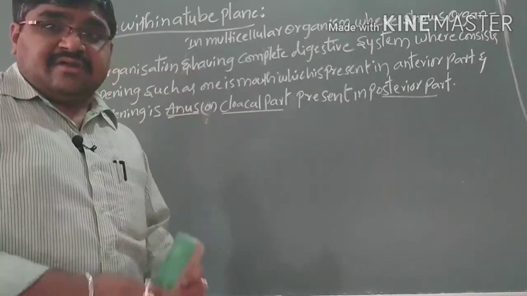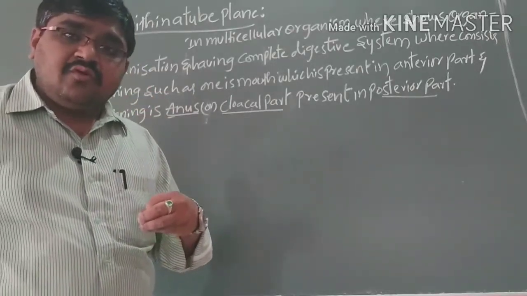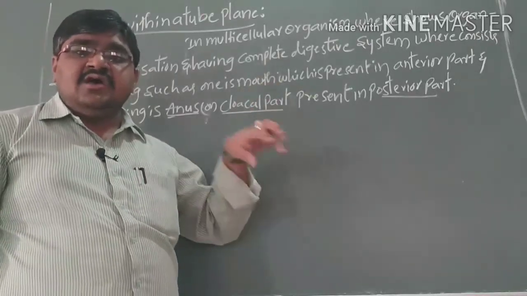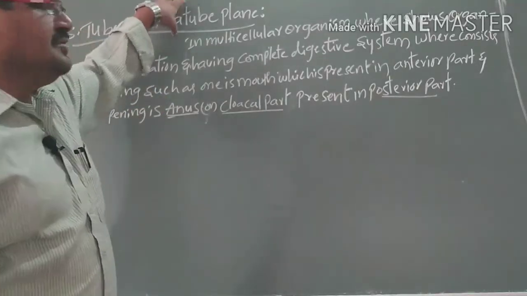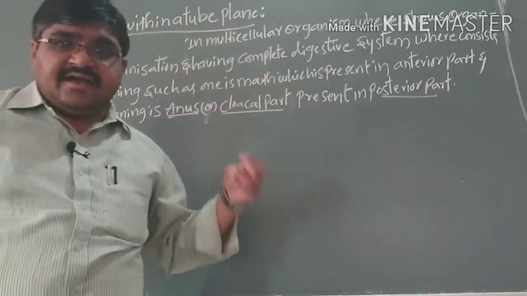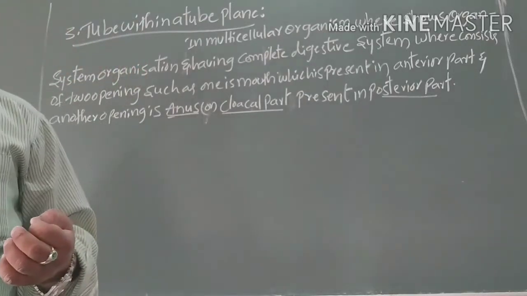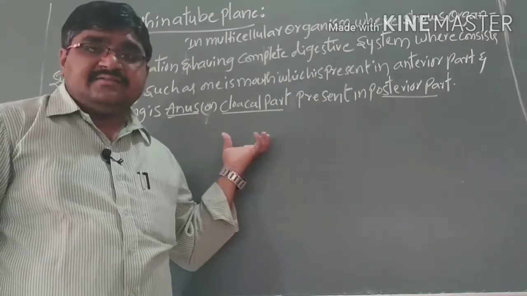So here there are two openings: one takes food materials in through one tube, and through another the elimination of waste materials takes place. So this type of organisms are called tube within the tube body plans.